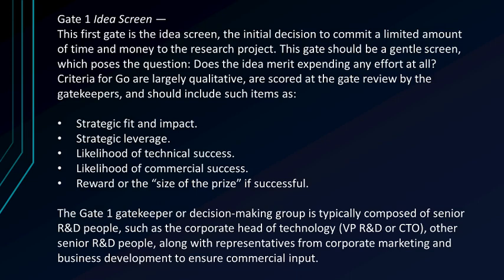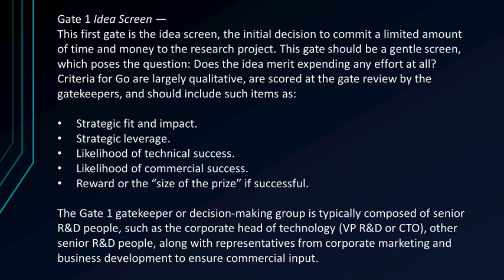Gate 1, the idea screen. The first gate is the idea screen, the initial decision to commit a limited amount of time and money to the research project. This gate should be a general screen which poses the question, does the idea merit expending any effort at all? Criteria for go are largely qualitative and are scored at the gate review by the gatekeepers and should include such items as strategic fit and impact, strategic leverage, likelihood of technical success, likelihood of commercial success, and reward, or the size of the prize if successful.